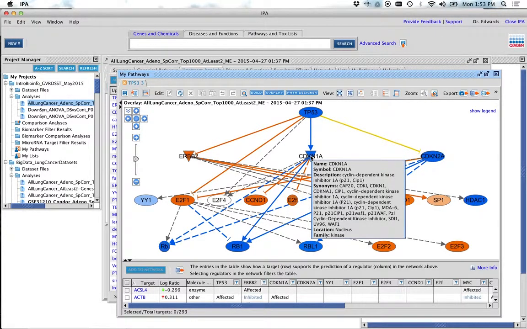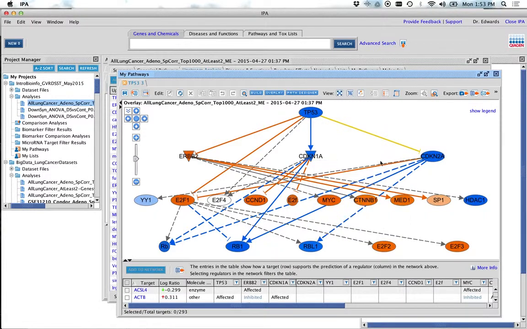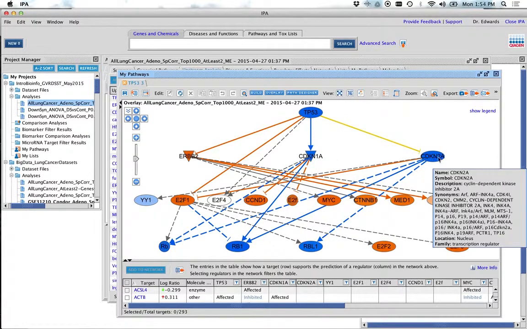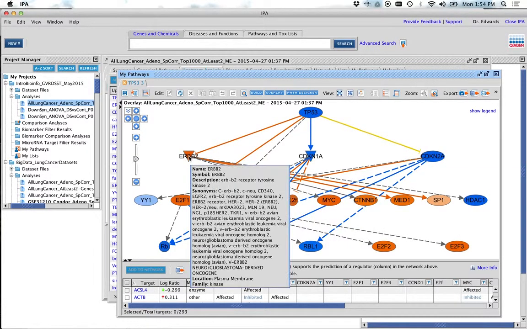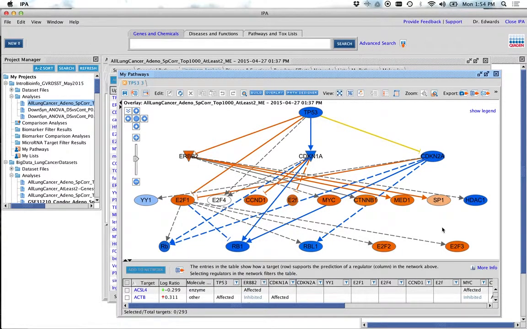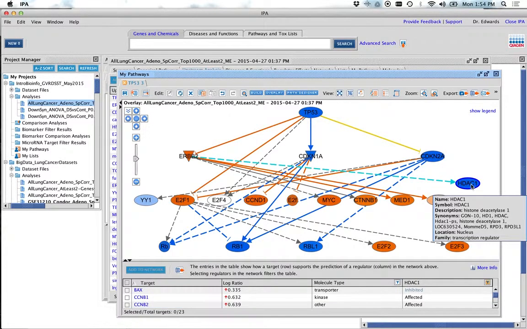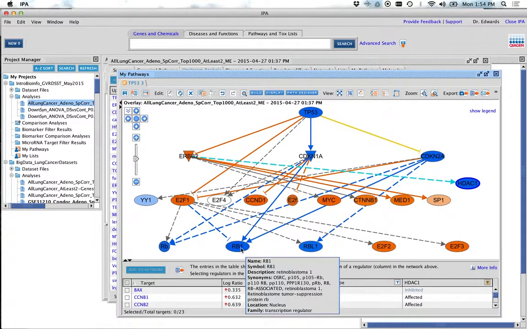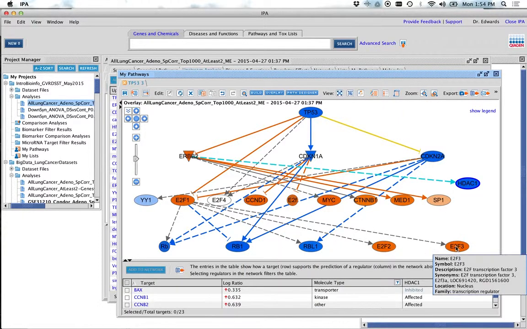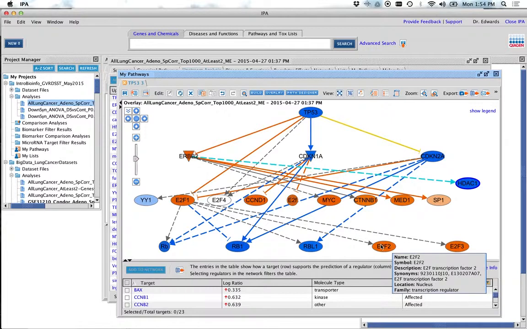P53 is supposed to activate this one. It's not working. It's going down. This tumor suppressor is going down. It's supposed to inhibit ERB2, which promotes cell growth. It's going up, which is activating all of these things. This one actually condenses chromosome. It's getting deactivated so that these cells can divide. And you can look down here. Here's some other tumor suppressors as well. Here are some important transcription factors that this lung cancer is using.